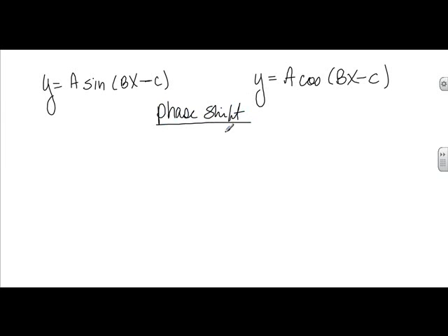Now, to know exactly how much shift you have, you have to look at what's taken away from x, not what's taken away from b times x. So if your equation is given to you the way that I have it here, the first thing you have to do is factor out a b.